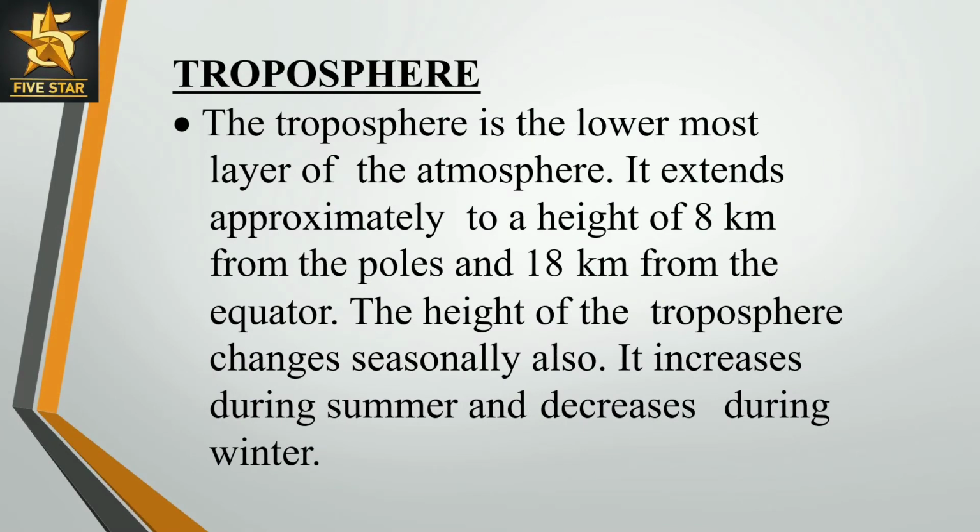Troposphere. The troposphere is the lowermost layer of the atmosphere. It extends approximately to a height of 8 km at the poles and 18 km at the equator. The height of the troposphere changes seasonally also. It increases during the summer and decreases during the winter.